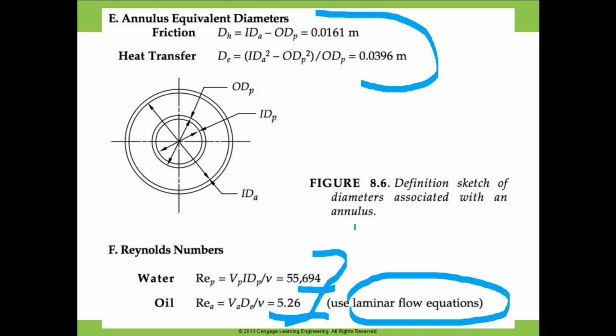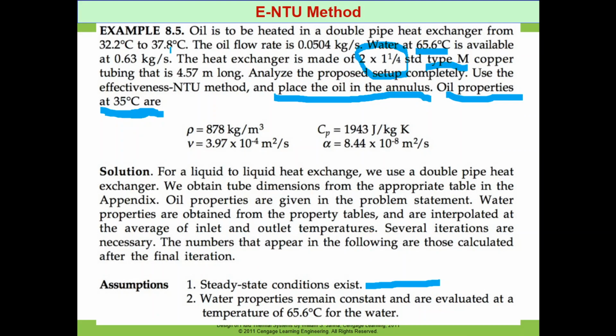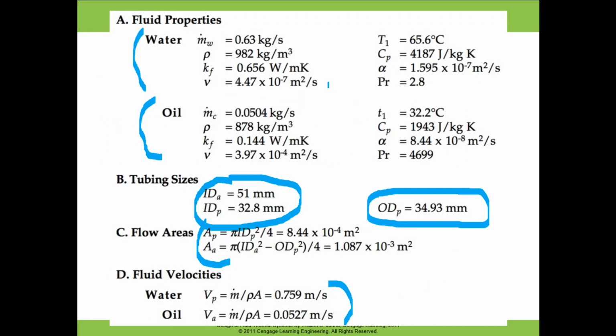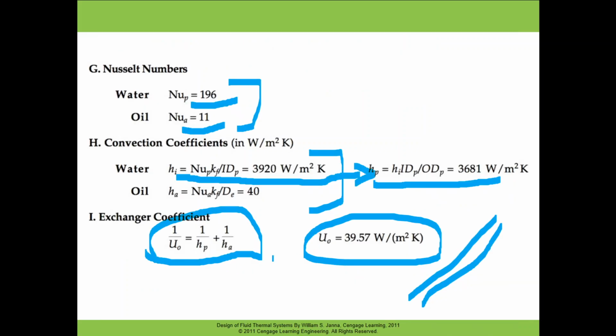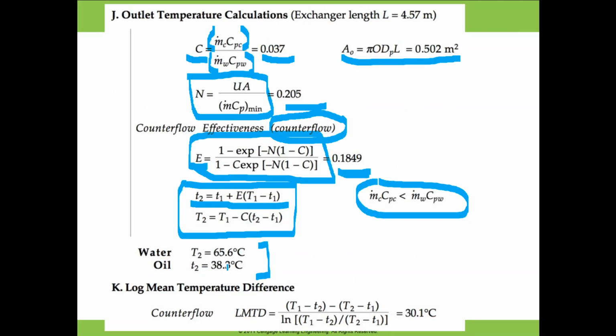Remember that in the question the desired outlet temperature was 37.8, and when you analyze this heat exchanger for the given flow rate and the given size, the outlet temperature comes out to be 38.3 degrees Celsius, which is a little more than what we desire. Okay, so here the outlet temperature calculations are done.